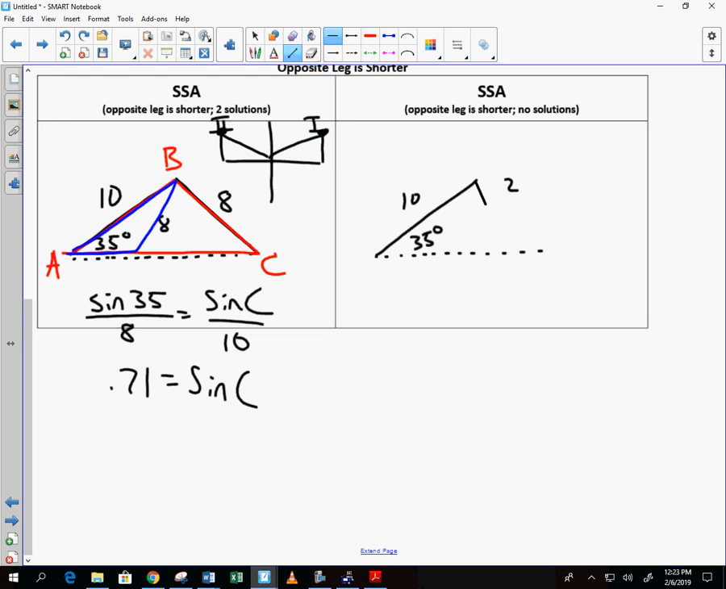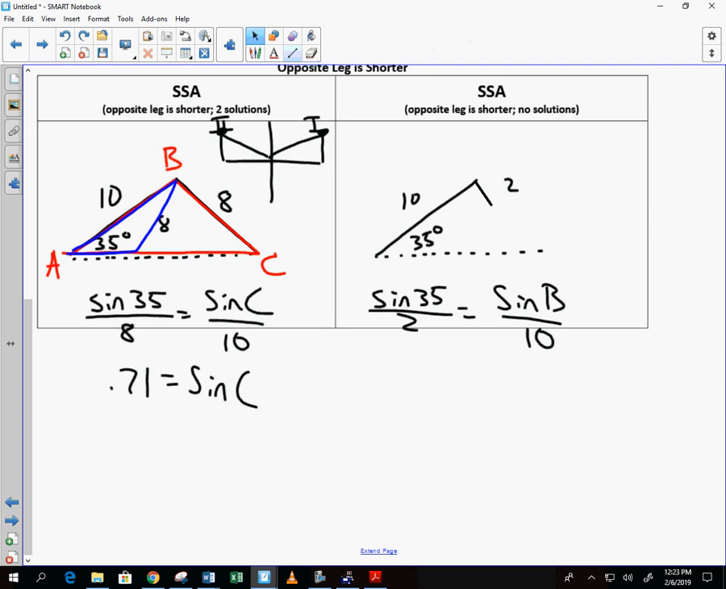What's the problem with the length of 2? Yeah, it really doesn't reach, does it? I mean, it's just dangling up there, right? Just a short little side. There it is. Poor guy, right? So let's set it up. Say you have the sine of 35, and you divide it by 2. That's equal to the sine of b divided by 10.